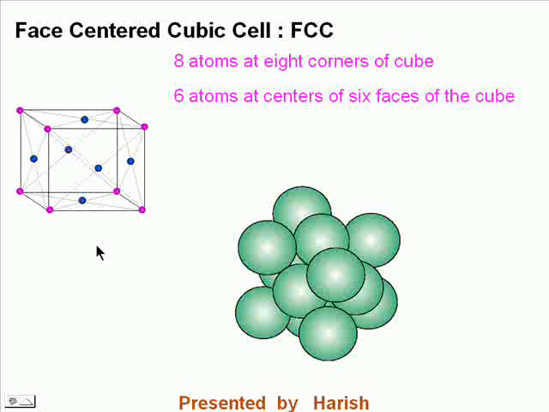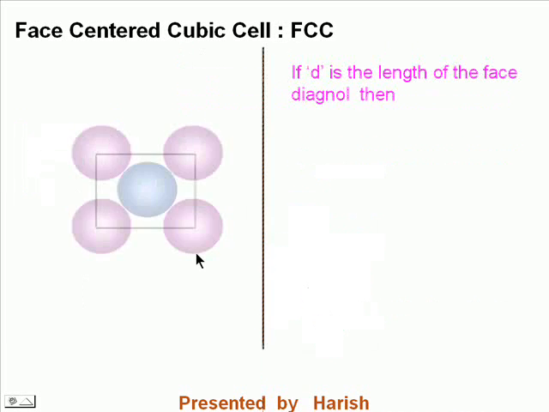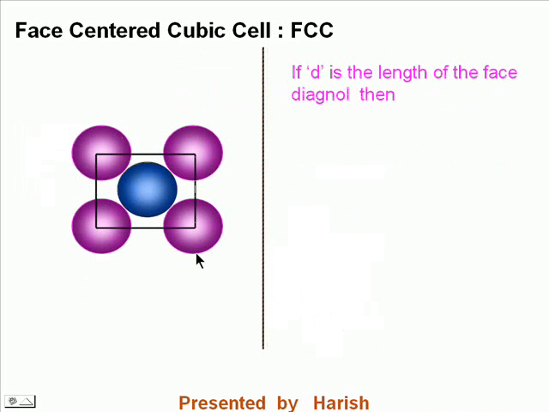So how many atoms are there? 8 plus 6, but that's not everything. Let's look at this face diagonal. This time we'll look at the face diagonal because atoms are touching along a face diagonal. Earlier in BCC, because you had an atom at the center, atoms were touching along the body diagonal. But in this case, atoms are touching along the face diagonal. So I want to talk about this face diagonal now.